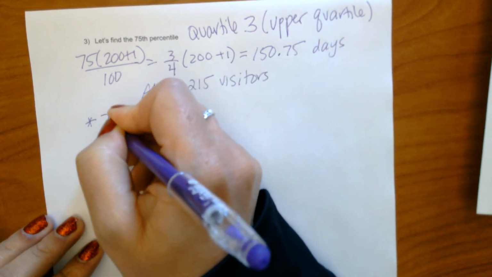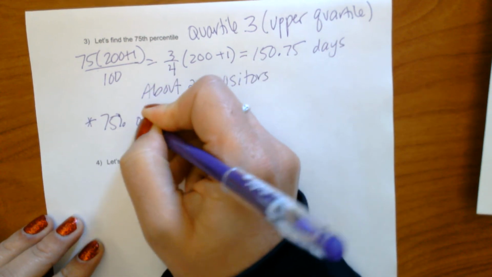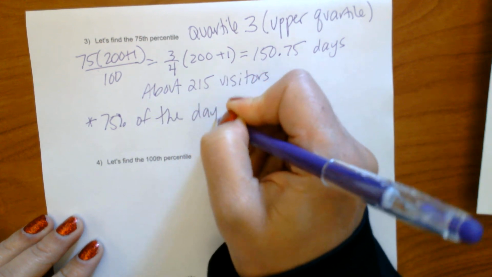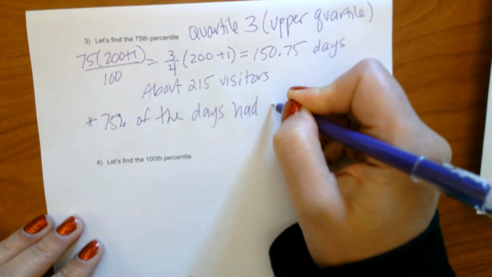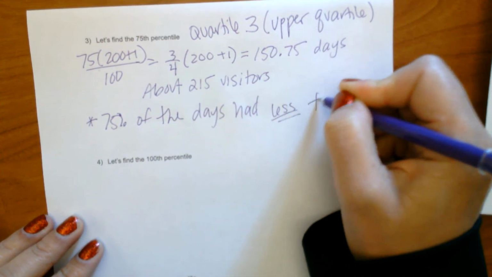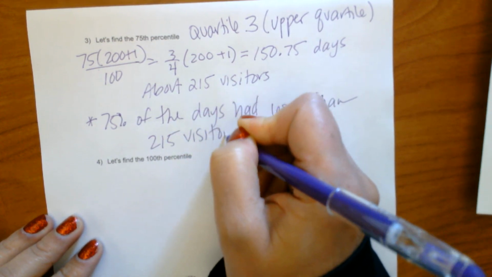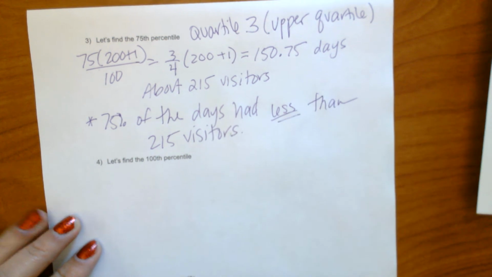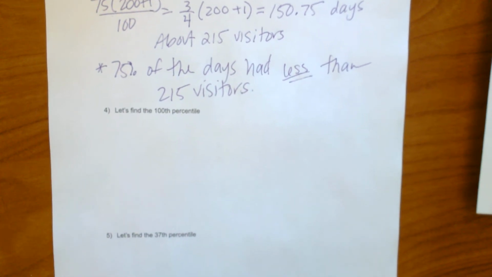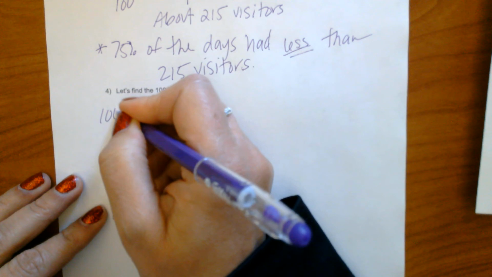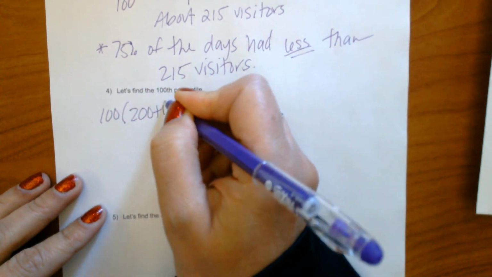You can write your sentence, 75% of the days had less than 215 visitors. And yes, I expect the sentence. It lets me know that you know how to do it. All right, let's find two other ones. First, let's find the 100th percentile, because I do want to come back to the total to show you, wow, seeing how all of this works together.